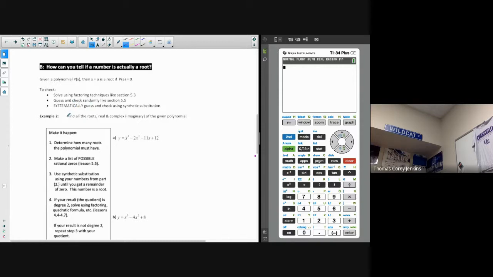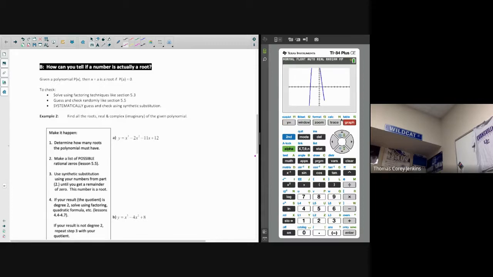the way we're going to attack these is we're going to use our graphing calculator. So we're going to use a combination of technology and some synthetic substitution, synthetic division, whatever you want to call that. On that note, let's go ahead and get started. So it says y equals, we'll go ahead and type that in. I've already typed that in: x to the third minus 2x squared minus 11x plus 12. So I'm going to look at my graph.